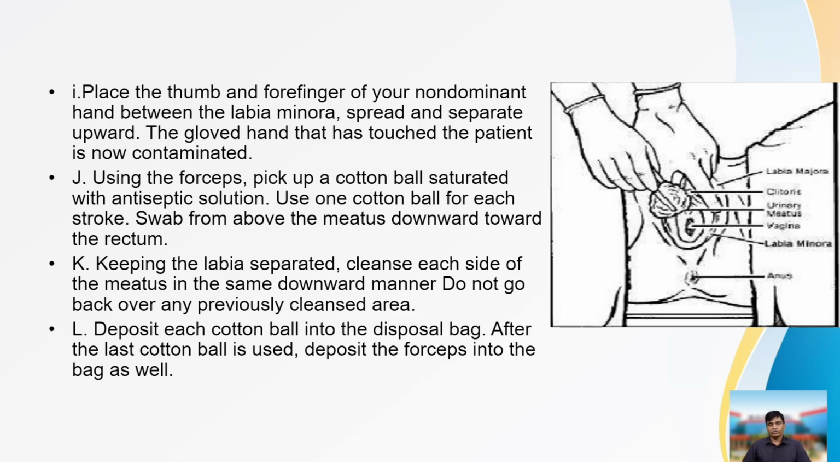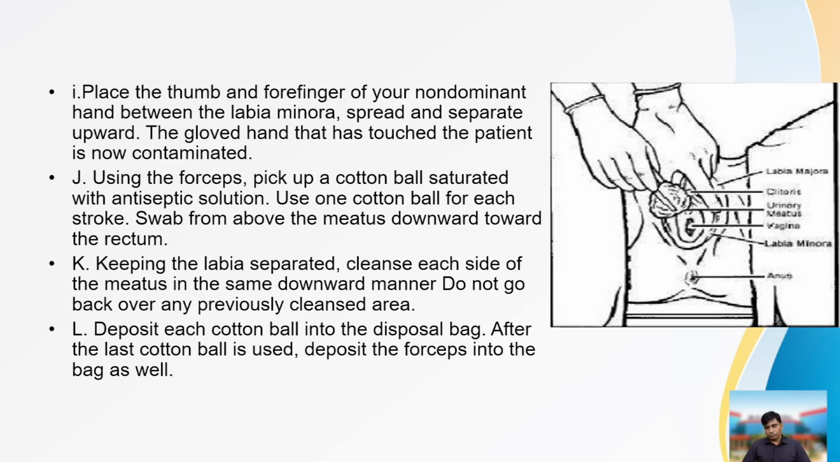First, place the thumb and forefinger of your non-dominant hand between the labia minora. Spread and separate upward. The gloved hand that has touched the patient is now contaminated. Next, using the forceps, pick up a cotton ball saturated with antiseptic solution. Use one cotton ball for each stroke. Swab from above the meatus downward towards the rectum.